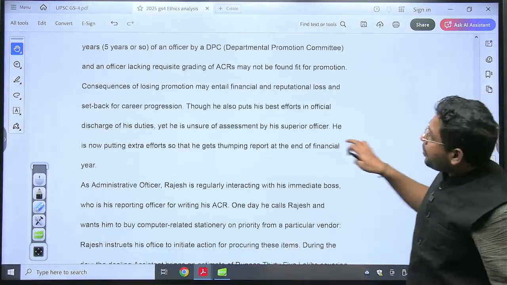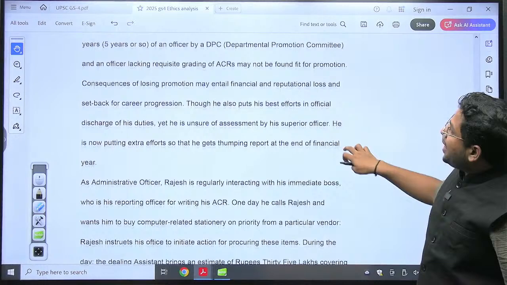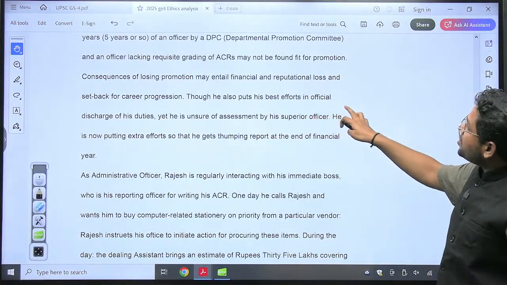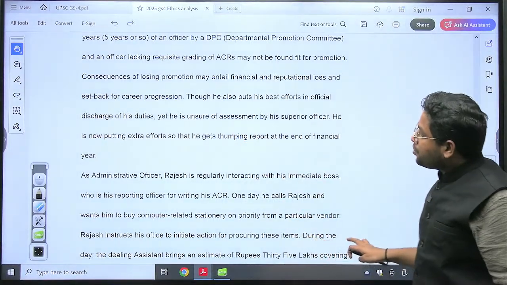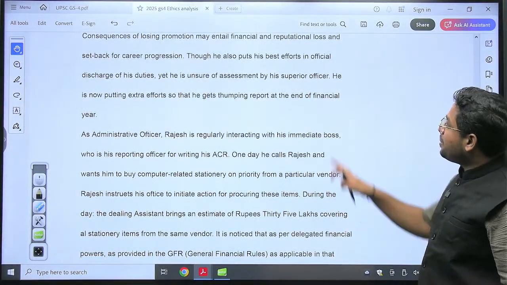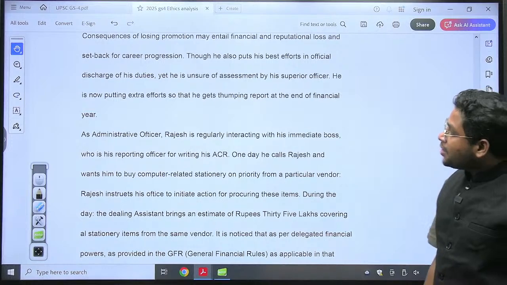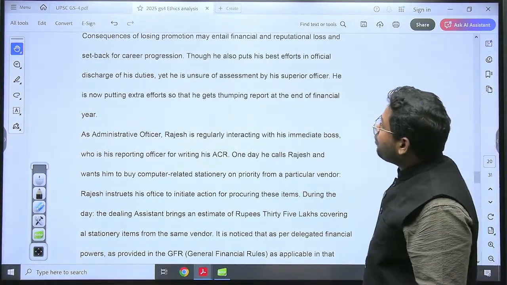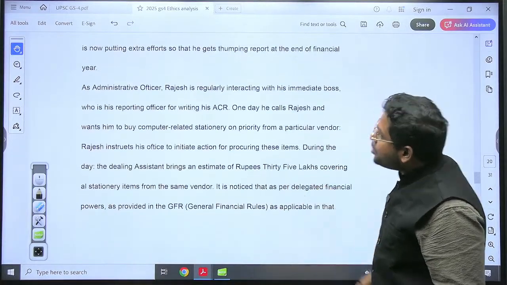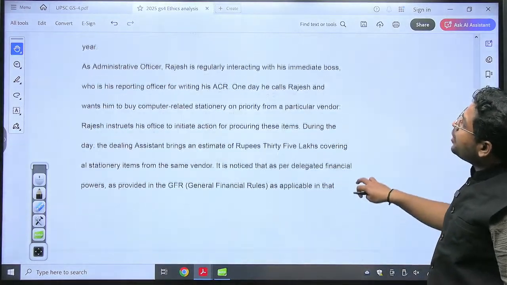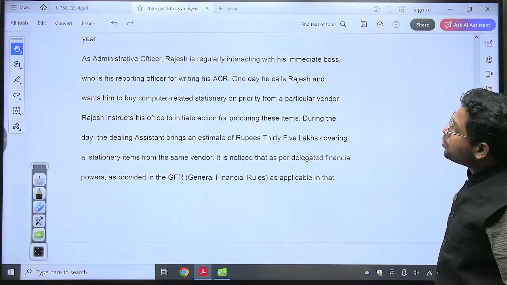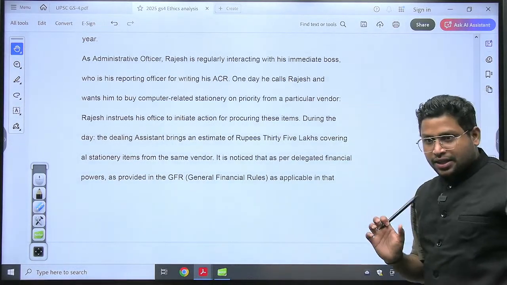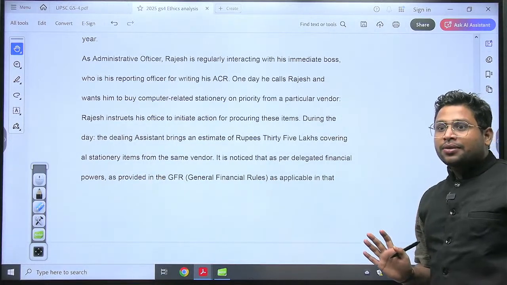Now, consequence of losing promotion may entail financial and reputational loss. Okay. He also puts his best effort in official discharge of his duty, yet he is unsure of the assessment by the superior officer. He is now putting extra effort so that he gets a thumping report at the end of the financial year. As administrative officer, Rajesh is regularly interacting with his immediate boss, who is his reporting officer, for writing his ACR. So your boss is writing this ACR. Now you want that he should write well.